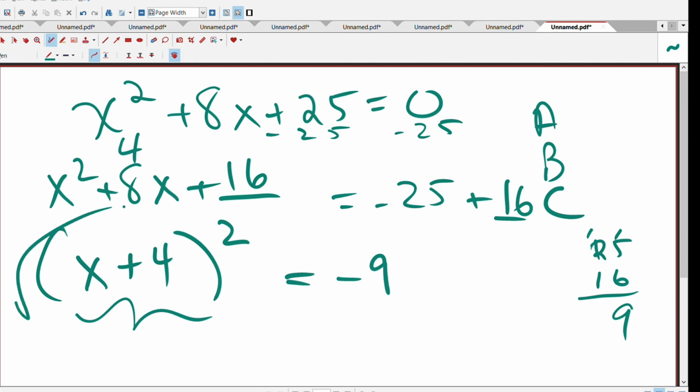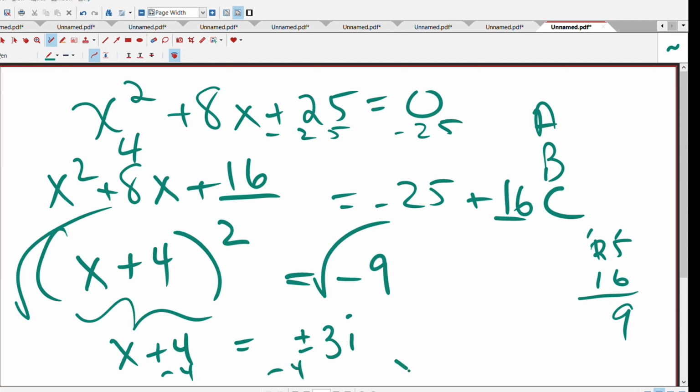Now, how to get rid of the square? You square root both sides. Then you're just left with the inside. And this happens to be plus or minus 3i. But then you have to bring the 4 over. So x equals negative 4 plus or minus 3i. And notice it's a conjugate pair. Like I said, they'll always be conjugate pairs.